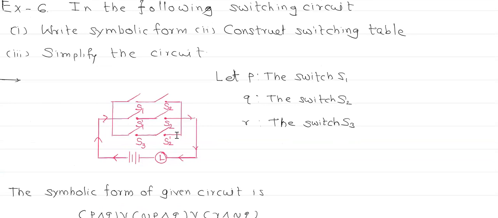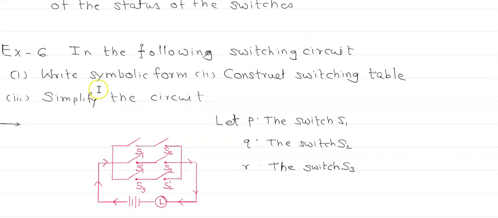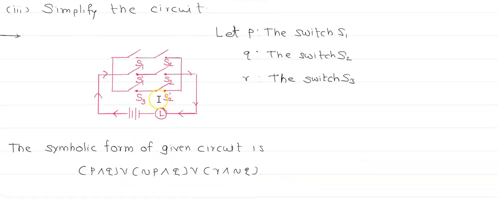Now the next is example number 6. In the following switching circuit, first write the symbolic form, second construct the switching table, and last simplify the circuit. See this circuit: S1 and S2 are in series, in parallel with S1' and S2 in series, which are again in parallel with S3 and S2'. Now P is the switch S1, Q is the switch S2, R is the switch S3. Now we write the symbolic form of the given circuit: (P and Q) or (negation of P and Q) or (R and negation of Q). This is the form.